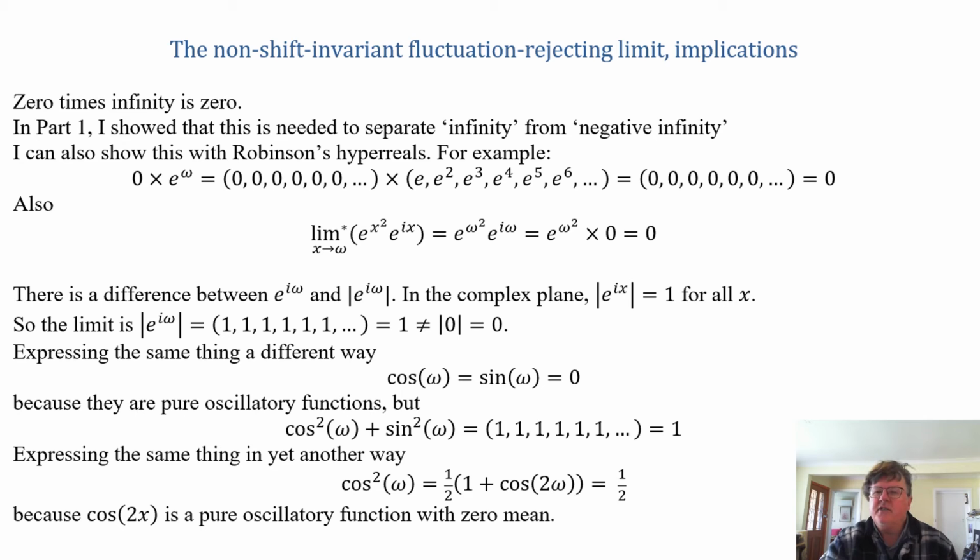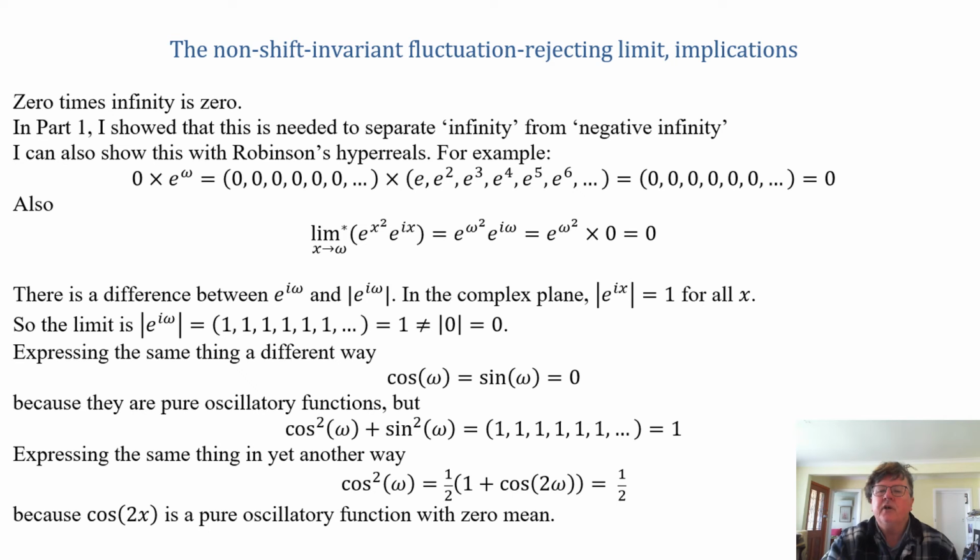This is a bit of a complicated slide, so if you don't understand anything on it, just skip it and the rest will make sense. 0 times infinity equals 0. I've said that before. In part 1, I showed that that statement is necessary to separate infinity from negative infinity.